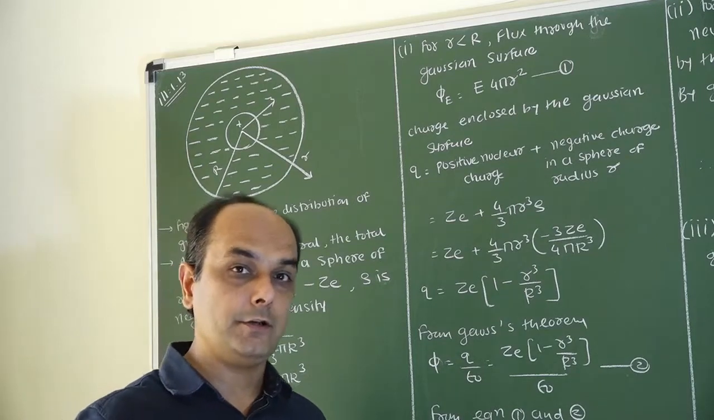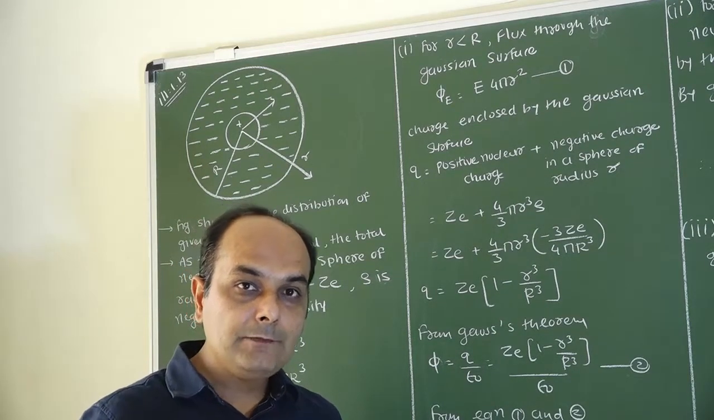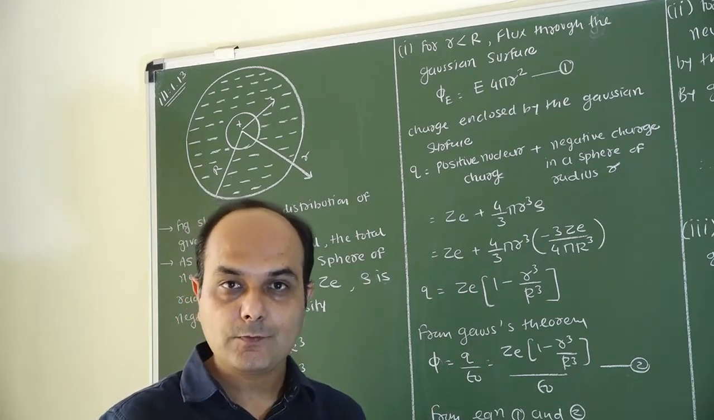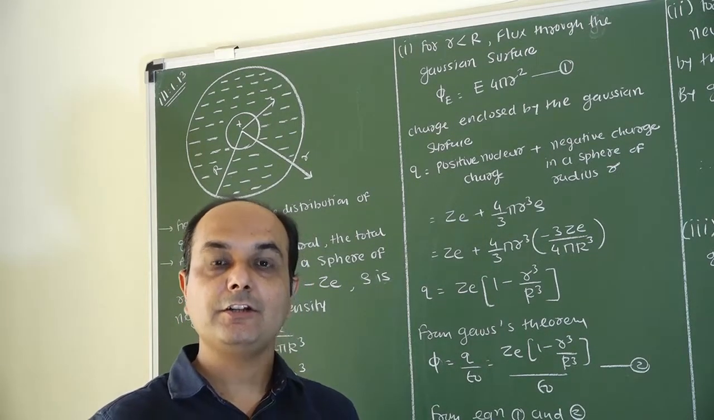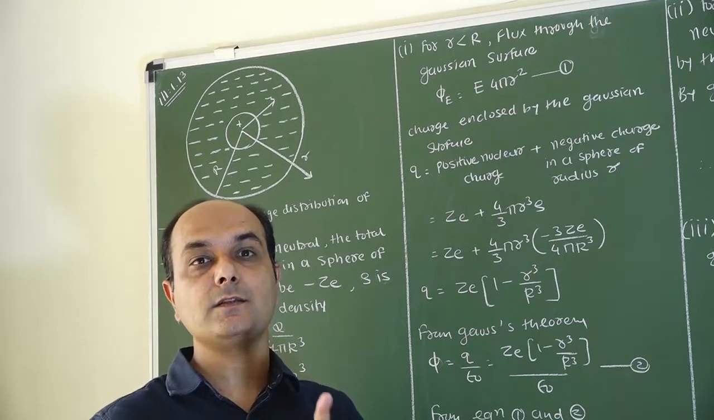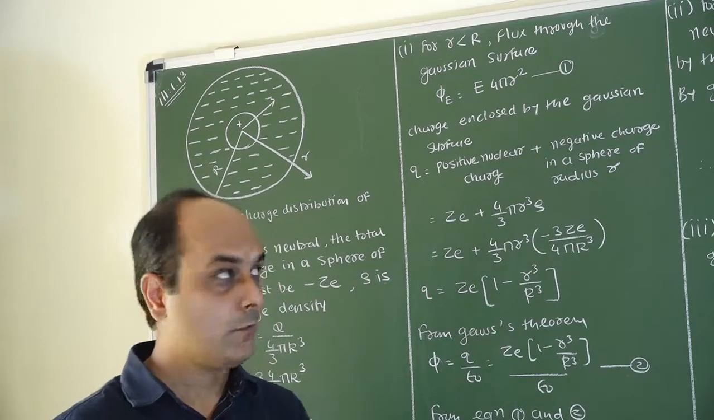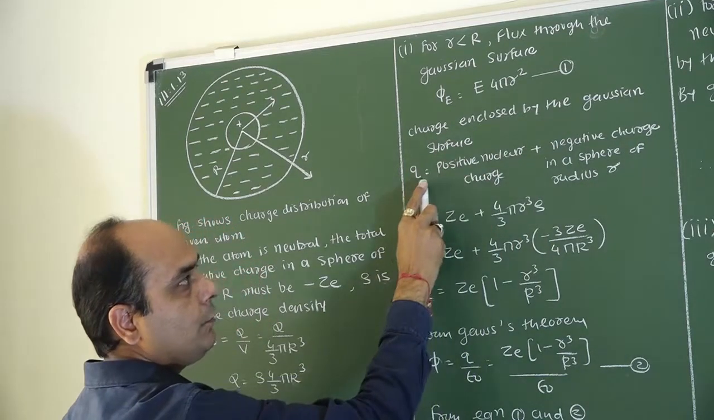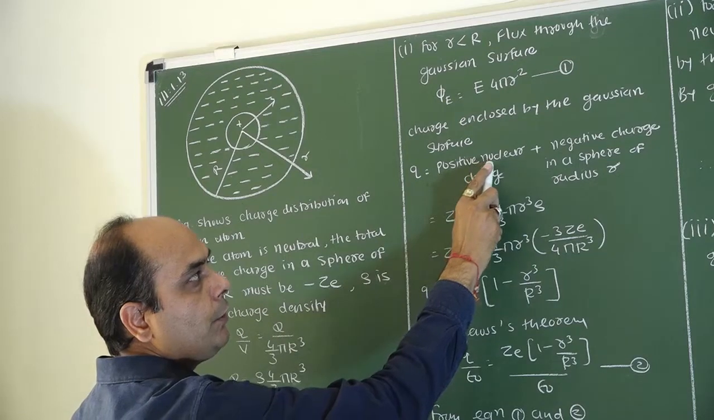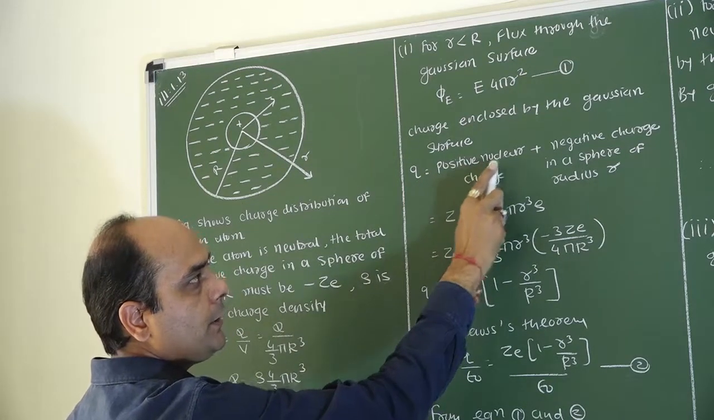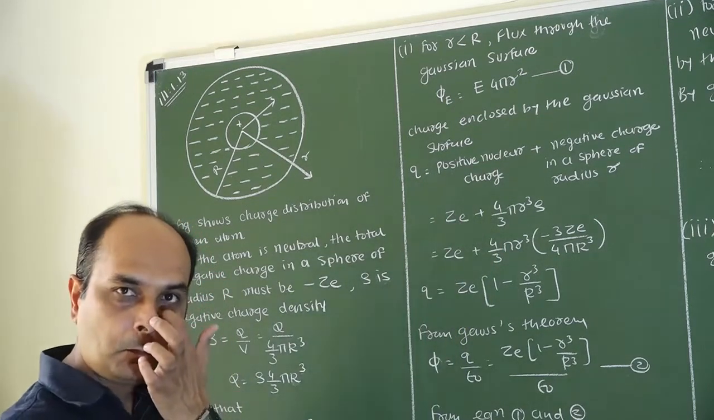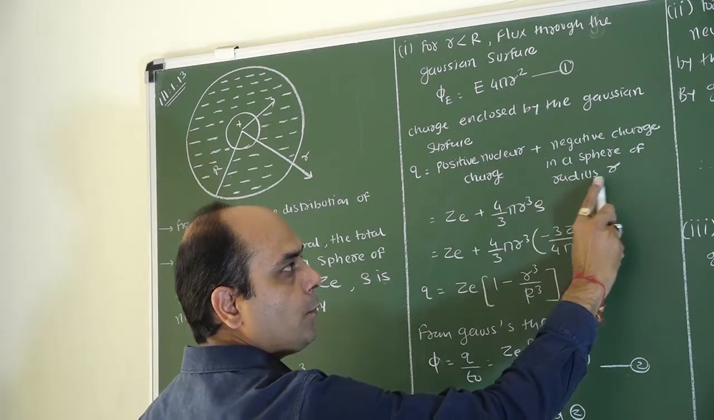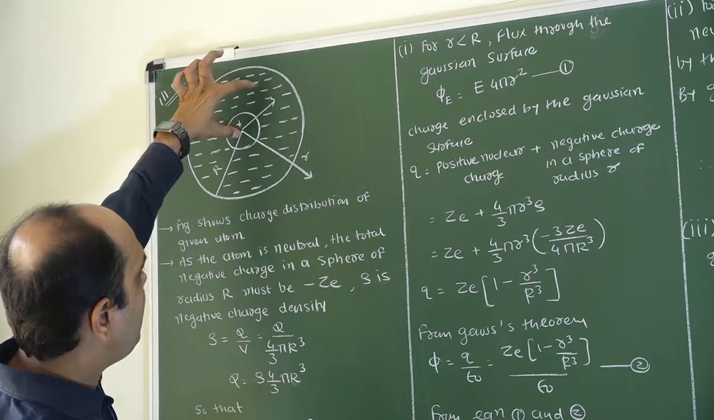Now we are using the Gauss theorem. When we use the Gauss theorem, please find out the charge enclosed by the Gaussian surface. Here the radius of the Gaussian surface is small r. So the charge enclosed by the Gaussian surface, Q, is equal to the positive nuclear charge, which is Ze, plus the negative charge in a sphere of radius small r.